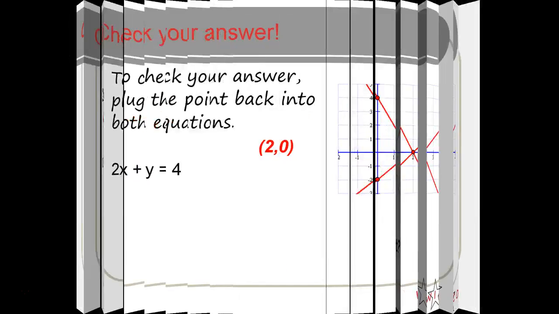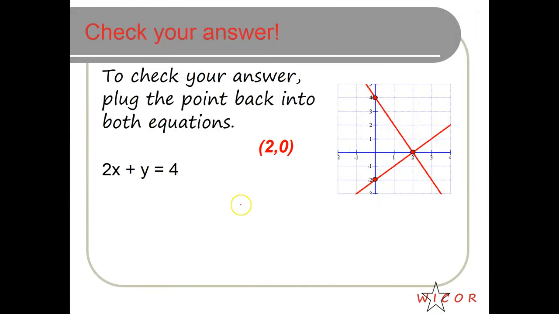So the final step is to check your answer. So my ordered pair was 2, 0. I'm going to take this x value and plug it in for the x. Take my y value and plug it in for the y. Solve this side. If it equals 4, then this is the correct solution. And it did. 2 times 2 gave me 4, plus nothing, still 4. So 4 would equal 4.